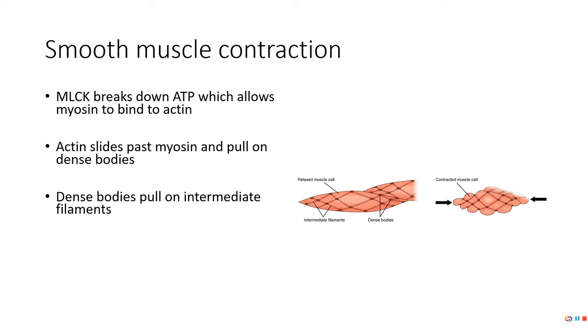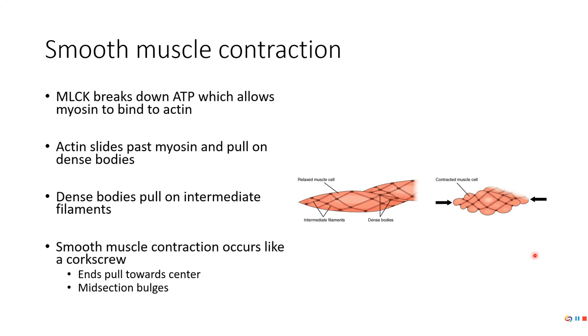This causes the dense bodies to pull on something called intermediate filaments, which we can see here. All right, and what ends up happening is that there's this corkscrew motion that causes the ends to pull together towards the center, and we get a bulge in the midsection. Okay, and so it looks even more like a football. So you can see here we've got this spindle shape, or this stretched out football. Now we're looking more like a football.